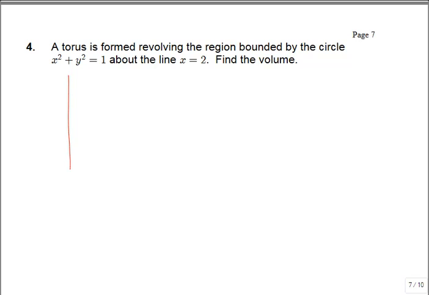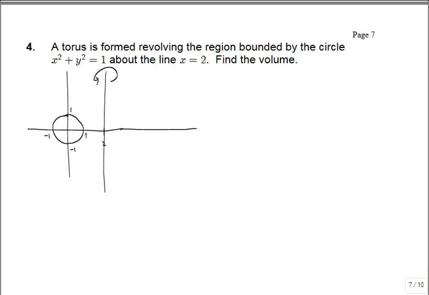We're going to start with our circle, x squared plus y squared equals 1. So that's just a circle with a radius of 1. And we're going to rotate that around the line x equals 2, which would be over here somewhere. So when we rotate this around, the mirror image is going to look like this. And when you visualize this, this is a donut. Okay, that's what a torus is. It's just a big donut shape.